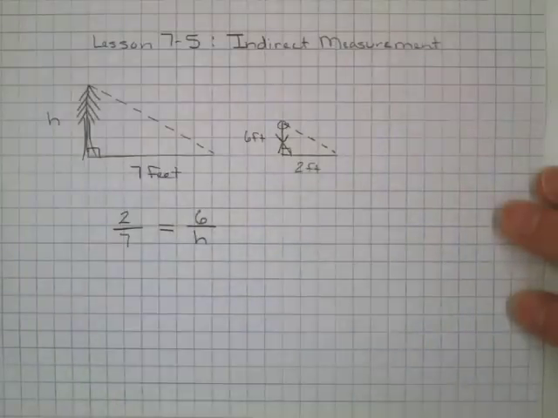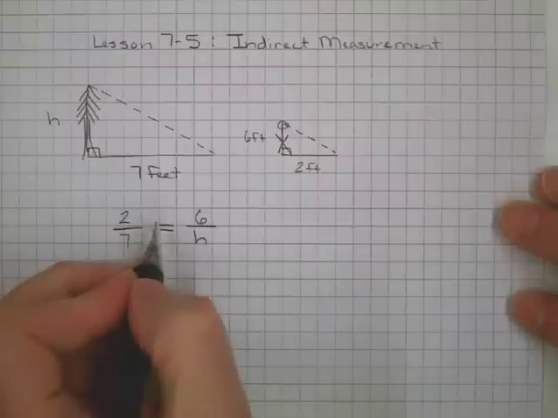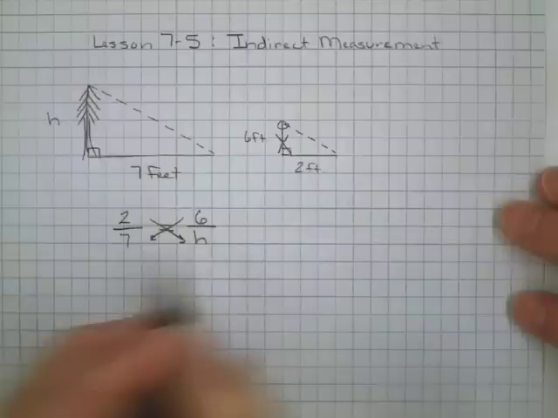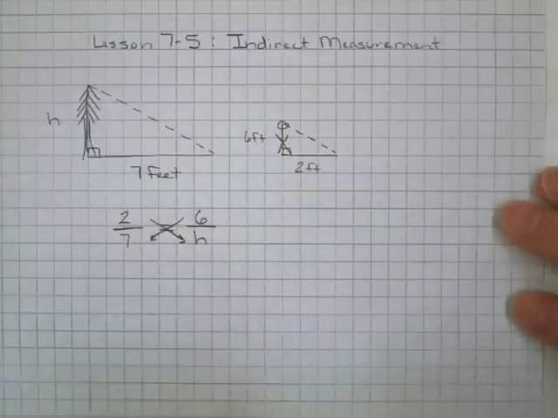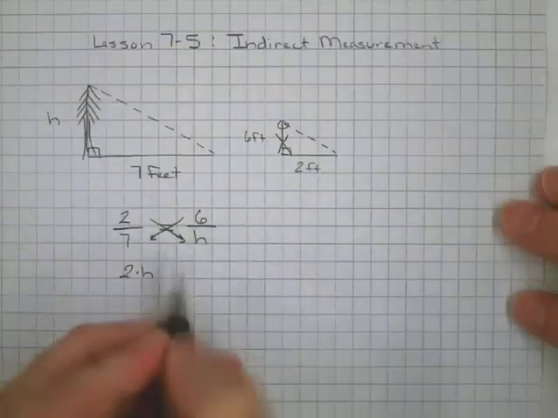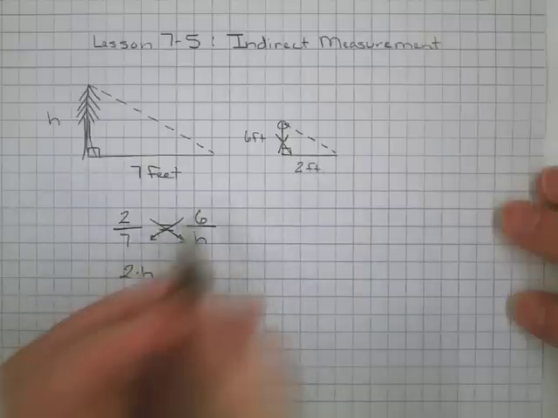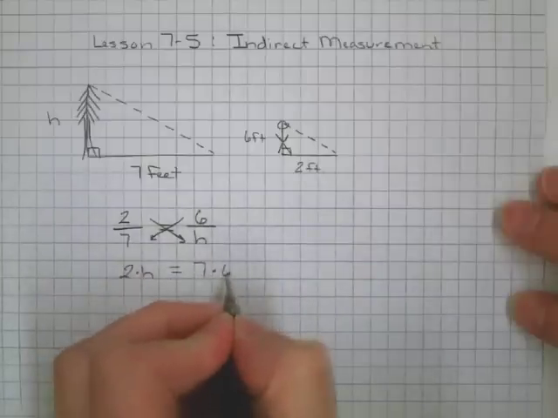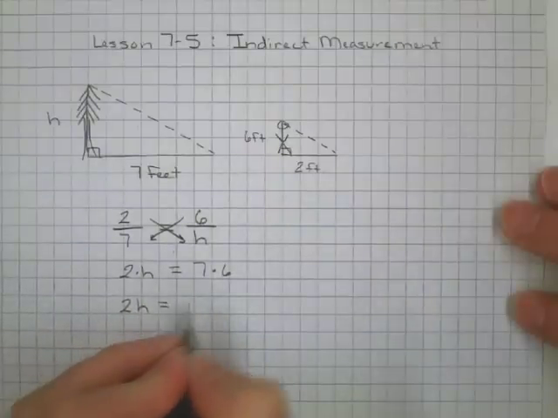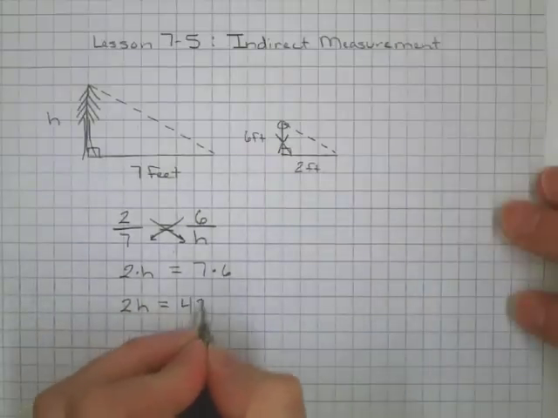So with this proportion, we can now use cross products to determine what h is. So I have 2 times h equaling 7 times 6, or 2h equals, and 7 times 6 is 42.